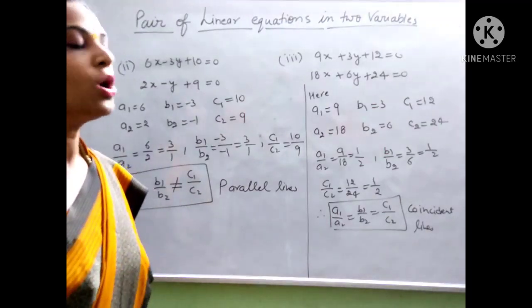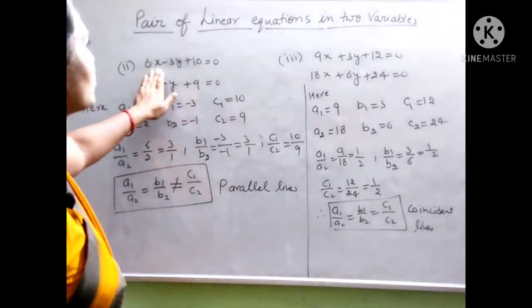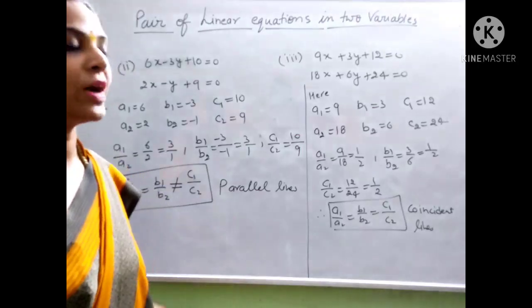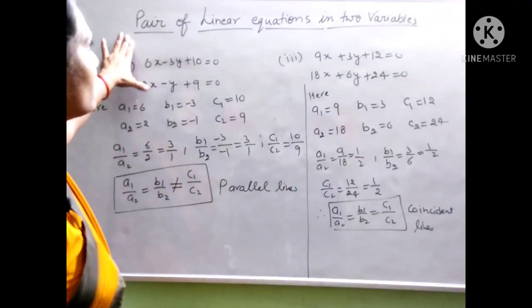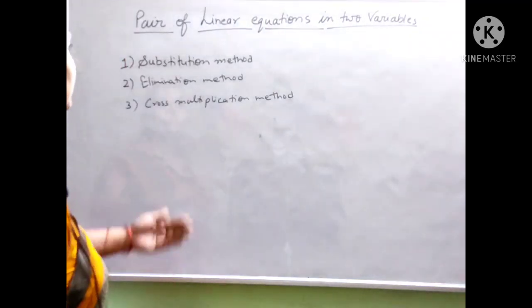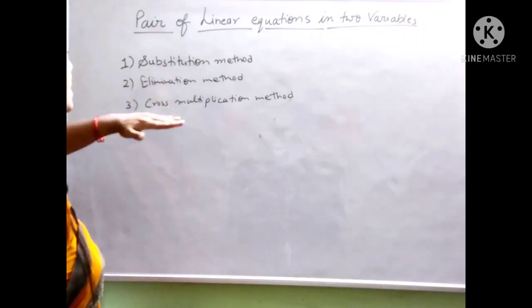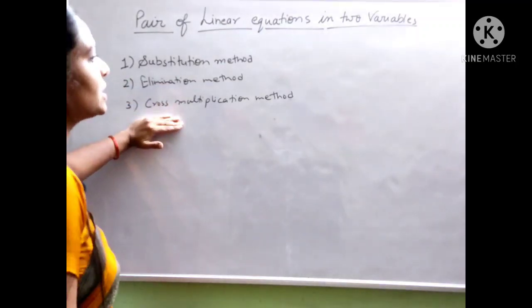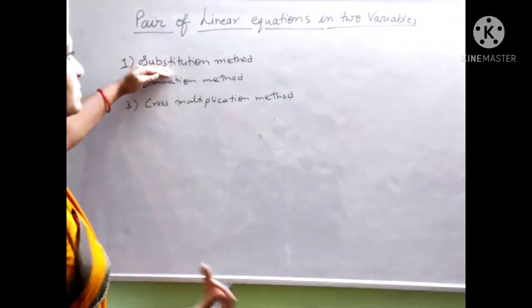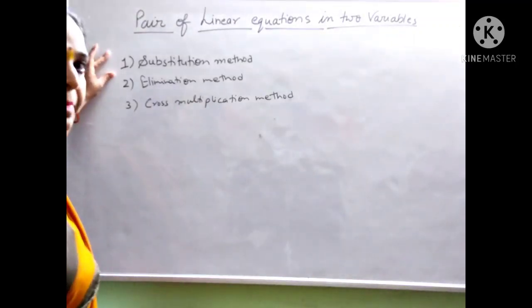Now we have to know how to solve the pair of linear equations in two variables to get the value of x and y. There are three methods to find out the solution of pair of linear equations in two variables. First method is substitution method, second method is elimination method, third method is cross multiplication method. So first we have to understand what is substitution method. We have to understand this method by taking a simple example.